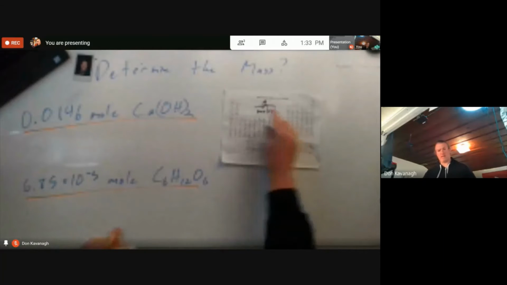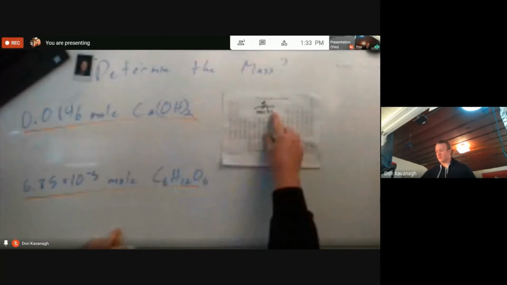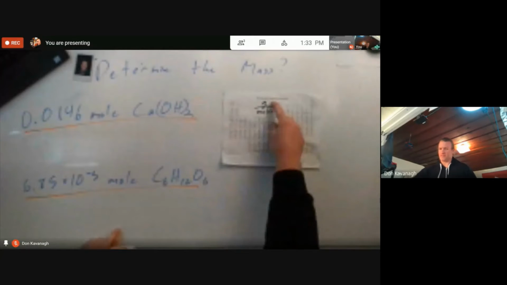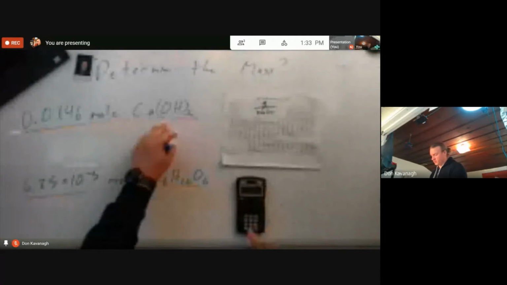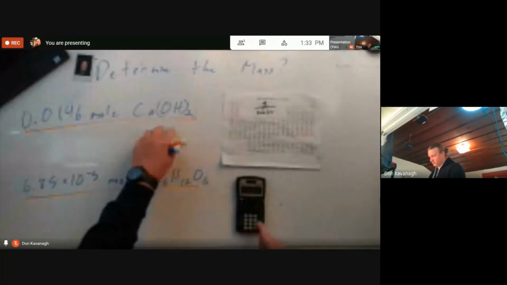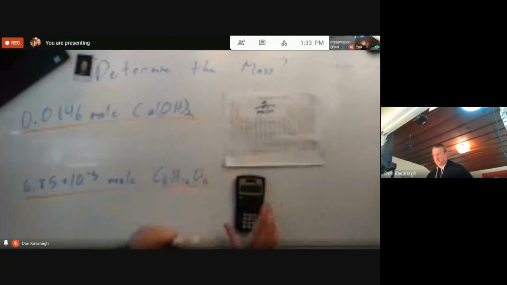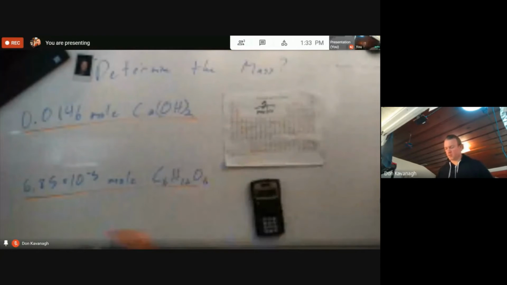So if we add up these atoms and give them the units grams divided by moles, we can calculate the grams there. So calcium hydroxide, Ca(OH)2, has two oxygens, two hydrogens, and one calcium atom. It has a molecular weight of 74 grams per mole.